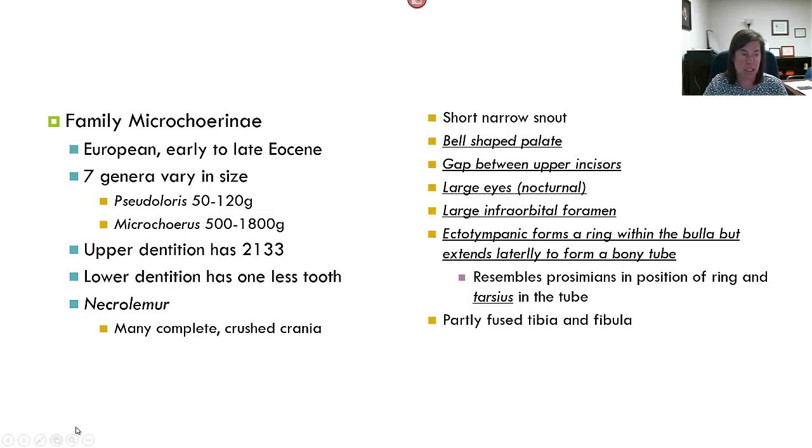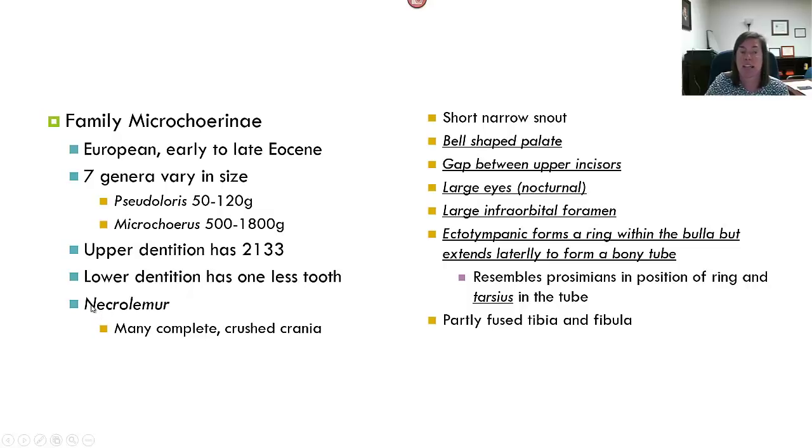The third family of the Omomyoids is the family Microchoeridae. This is the European group, and they're found early to late Eocene. There are 7 genera. They vary in size. Pseudoloris is 50 to 100 grams. Microchoerus 500 to 1800 grams. So it's very small to small. The upper dentition is 2133. This is characteristic of New World monkeys. The lower dentition has one less tooth.